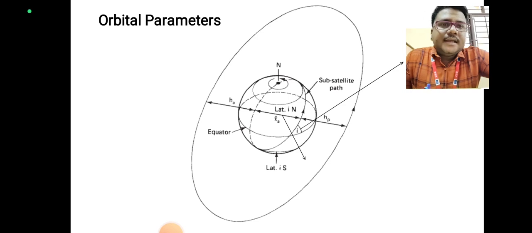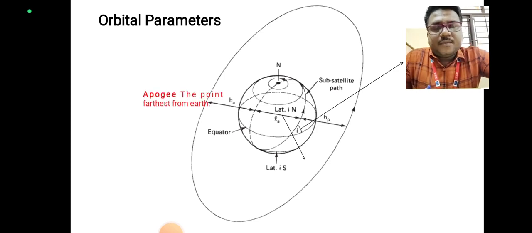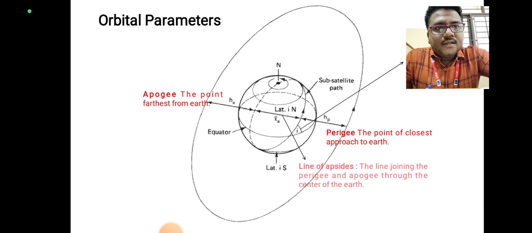So this is an example of the orbit around the Earth, and the various parameters are listed below. So first is the apogee, the point which is at a much longer distance from the Earth. Next is the perigee, which is the closest point to the Earth. Then line of apsides, the line joining both perigee and apogee through the center of the Earth.